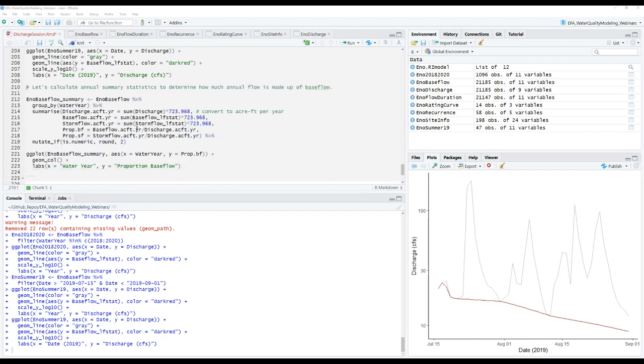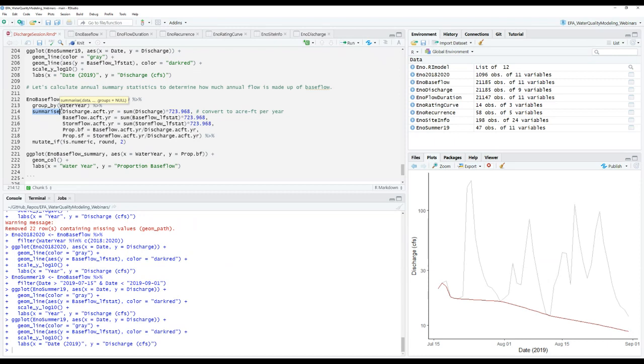Okay, we've got a couple more minutes. I just wanted to go through, we could perhaps calculate some annual summary statistics. We might be interested in knowing, in general, in the Eno River, how much of our annual flow is made up of base flow versus storm flow. In this case, if you want to create a summary from that base flow data set, we can group by water year. Again, if you weren't able to use the LF stat package, you could just group by year, or there are other ways to calculate water year manually. Then we will summarize some data.